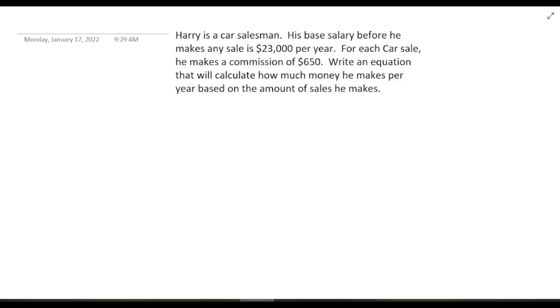So we know that we're going to have an equal sign. Okay, so let's look at our two numbers, right? Let's look at the numbers we have. We have $23,000 per year, and we have $650 of a commission for each car sale. So every time he makes a car sale, so we'll write C, he's going to make $650 off of that sale.